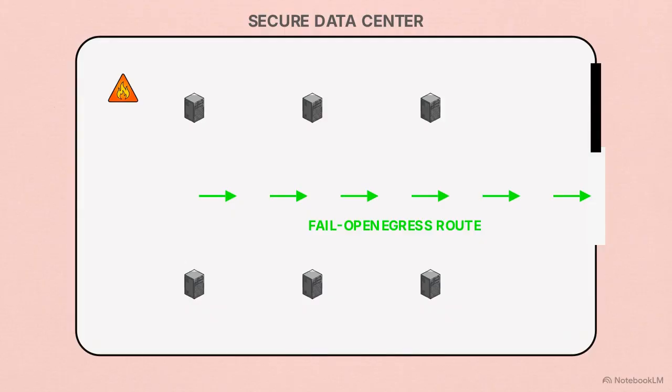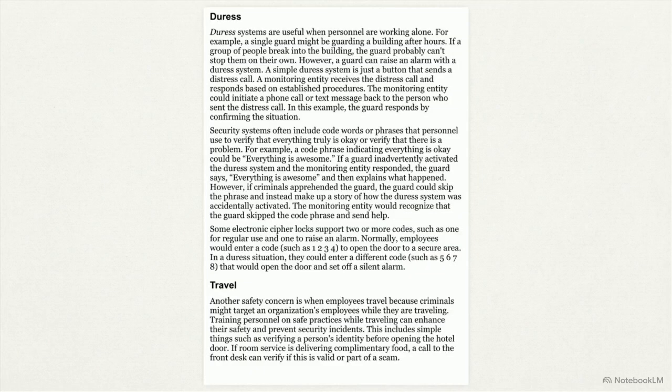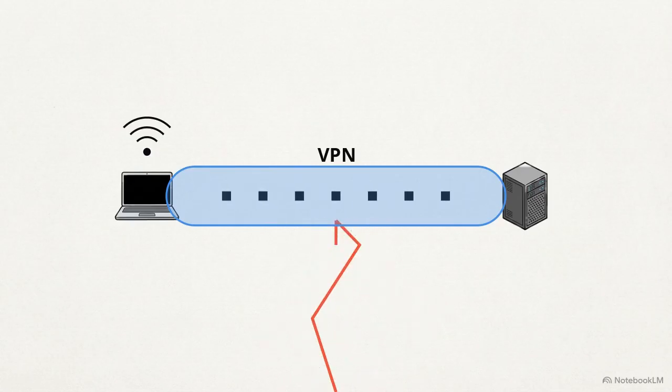For personnel working under potential coercion or isolated conditions, this section outlines duress systems. Examples include the use of conversational code phrases that silently signal an emergency to a monitoring center, or the configuration of secondary, silent alarm codes on cipher locks. Safety protocols extend to external environments. When personnel travel, the organization mitigates the threat of on-path network attacks over unsecured hotel or cafe Wi-Fi by mandating the use of corporate virtual private networks to encrypt all transit.